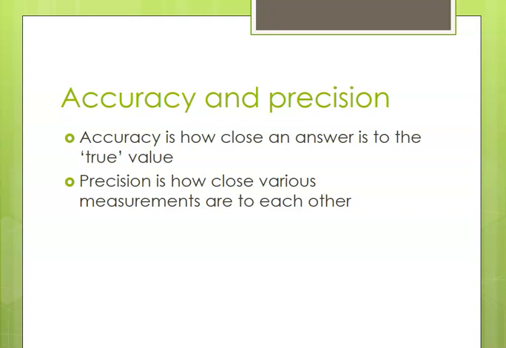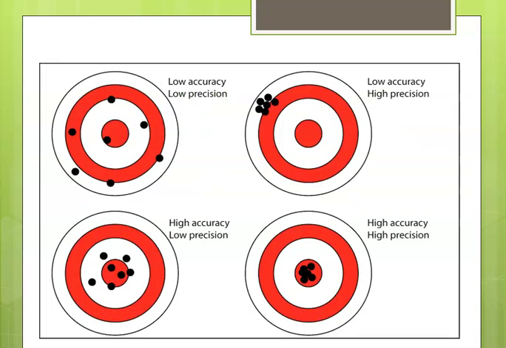And precision, when you take multiple measurements, for example, when you're doing a titration or an experiment and you do something several times, precision is about how close those measurements are to each other. So just to give you a bit of a graphic on what I'm talking about here.